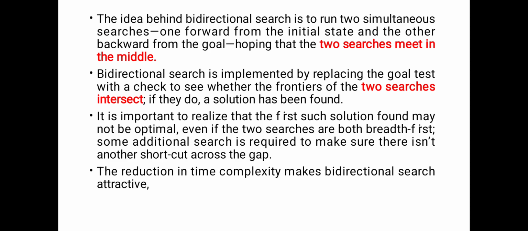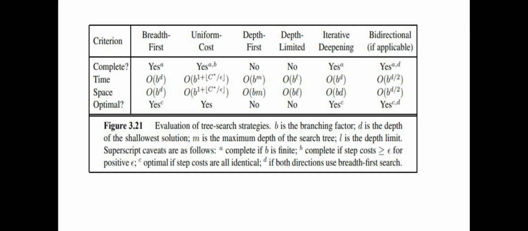The bidirectional search is implemented by replacing the goal test with a check to see whether the frontiers of the two searches intersect. If they do, a solution has been found. It is important to realize that the first such solution found may not be optimal even if the two searches are both breadth first. Some additional search is required to make sure that there is no shortcut across the gap. The reduction in time complexity makes the bidirectional search an optimal one.